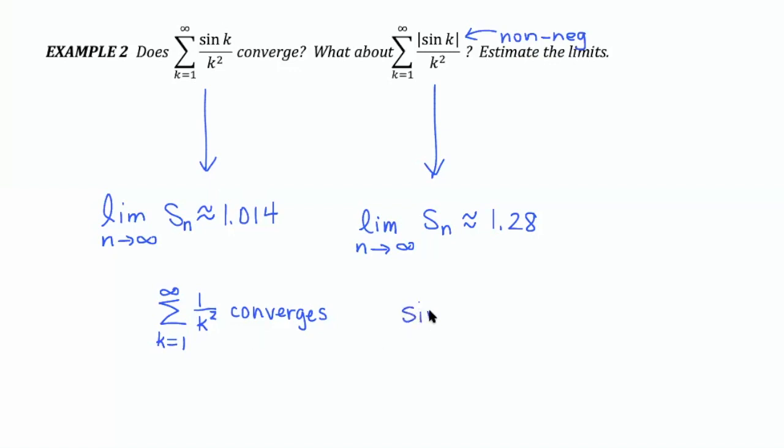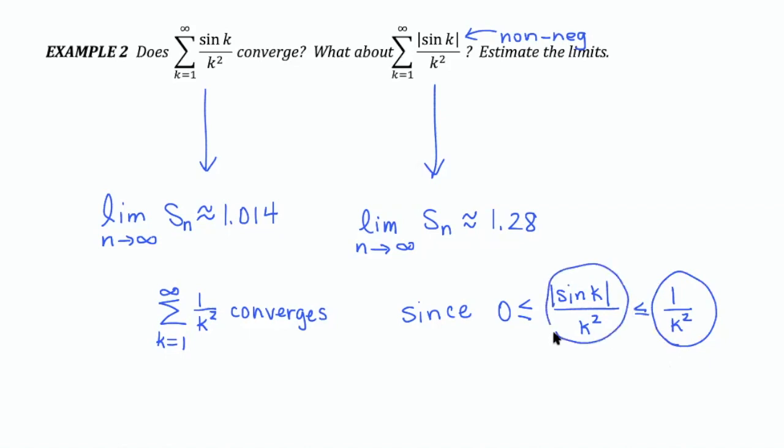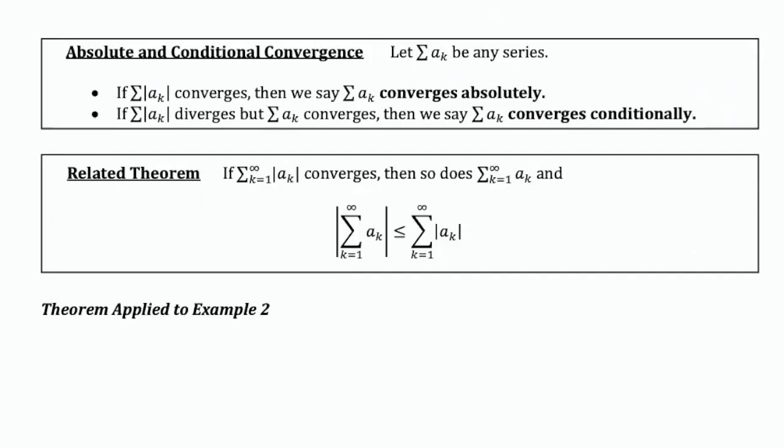And since we have a non-negative series in the form of the absolute value of sine of k over k squared, and that's always going to be smaller than just 1 over k squared, and we know that this one converges, by the comparison test this one must converge as well. So that's how you would go through and justify the conclusions that we reached by looking at the limits of the partial sums. This brings us to the idea of absolute and conditional convergence.